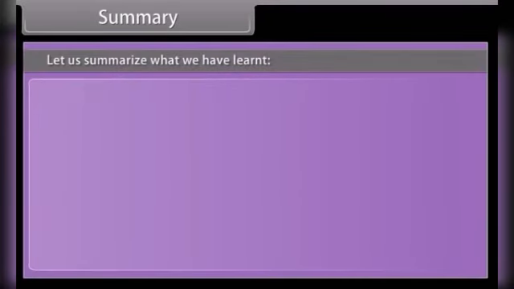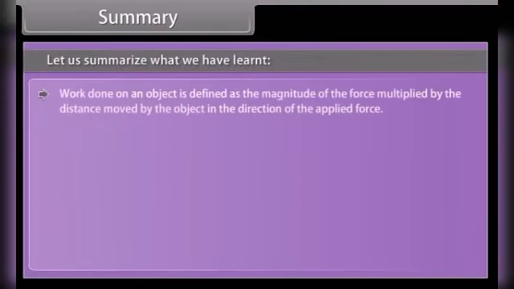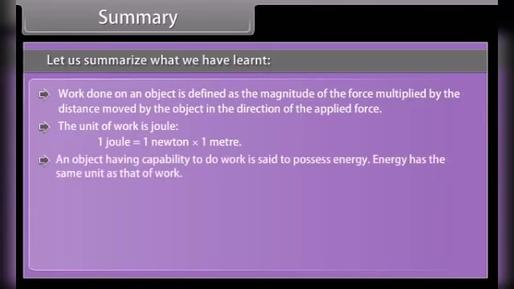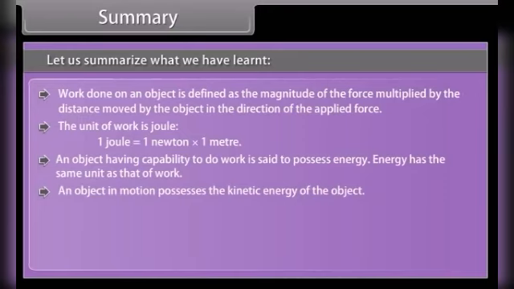Summary. Let us summarize what we have learned. Work done on an object is defined as the magnitude of the force multiplied by the distance moved by the object in the direction of the applied force. The unit of work is joule. 1 joule is equal to 1 Newton into 1 meter. An object having capability to do work is said to possess energy. Energy has the same unit as that of work.